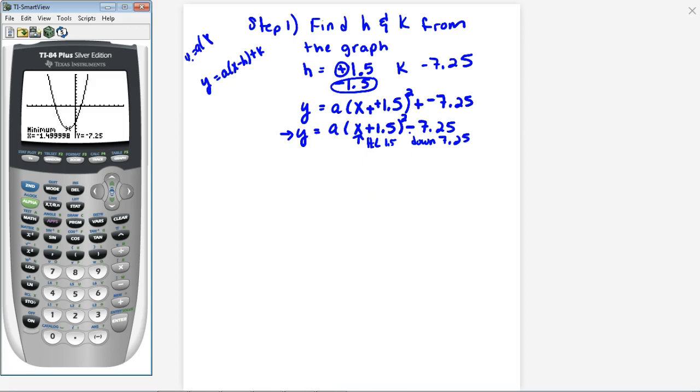So I need one other point on the graph, so I'm going to use one of the roots, okay? Let's go ahead and use the root where x was 1.19 and y was 0. Remember, y is always going to be 0 at the root. And let's substitute those in. So instead of y, I have 0 equals, my a stays the same. Now I have 1.19 plus 1.5 squared minus 7.25. I'm going to add 7.25 to both sides.